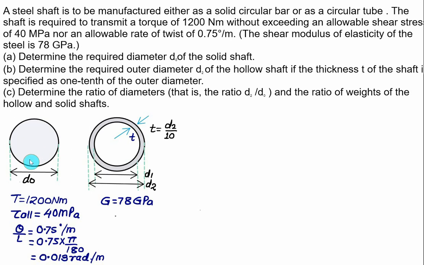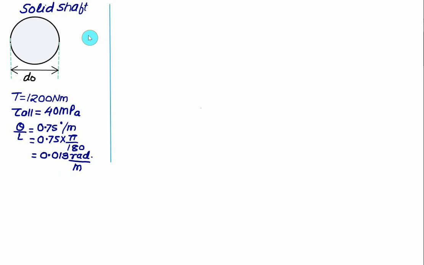So that is another constraint for us. First we will find the diameter for the solid shaft based on two constraints. One is the shear stress and the second constraint is theta by L, and then we'll design the outer diameter D2 and the inner diameter D1 in the case of the hollow shaft. So first we'll consider the solid shaft and find the value of D0. So we have two constraints here, one is shear stress and the second is theta by L. Let's calculate the diameter based on the allowable shear stress.